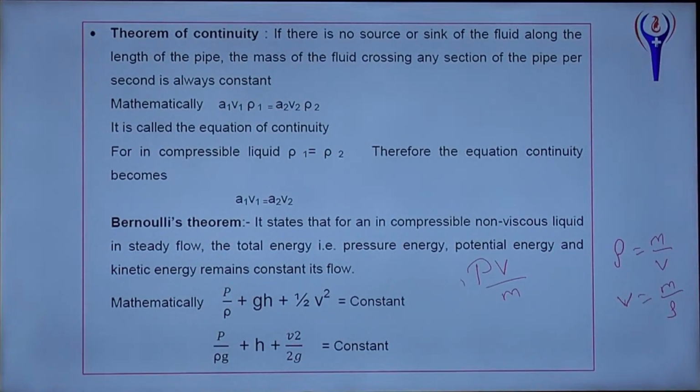And in the same way, kinetic energy half mv square per unit mass, m is getting cancelled, so half v square. So P by rho plus gh plus half v square is constant. Or, dividing by g throughout, P by rho g, g cancels, plus h plus v square by 2g is constant. Okay, so this is another form of Bernoulli's theorem.